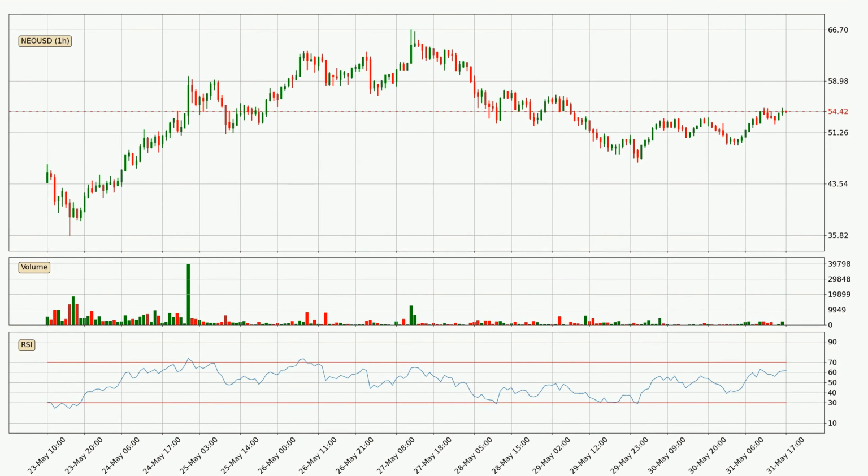Moving to the hourly relative strength index, the current hourly RSI is at 62, so it doesn't show signs of overbought or oversold conditions at this point.